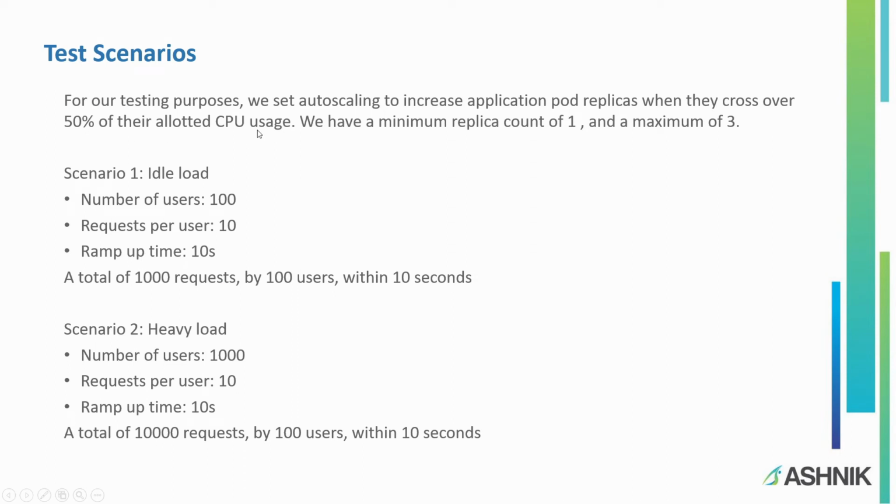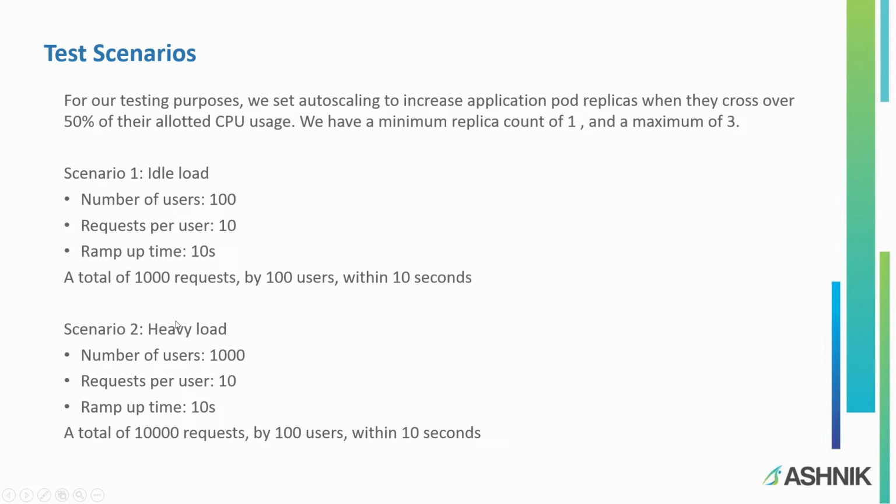So we are going to test two scenarios. The first scenario is idle load. In this scenario, we are going to simulate 100 users making 10 requests each, and I have set up a ramp time of 10 seconds just in case my machine is not able to handle the sudden creation of new users. So we'll be having a total of 1000 requests by 100 users within 10 seconds.